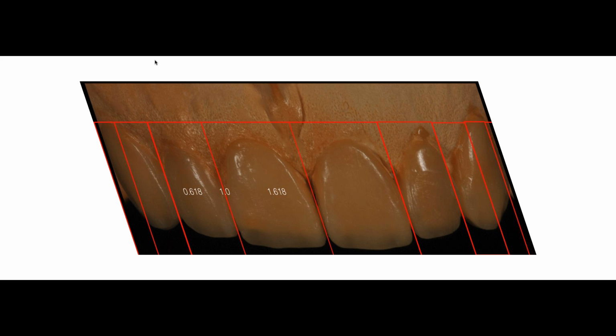Now we're using another digital tool, a golden proportion ruler that we have in our computer. We can take a photo of our wax-up, put this ruler on top of it, and then ask: do I have the correct height to width ratio? Is this in golden proportion? Is this an ideal proportion? And is it going to be aesthetically pleasing to my patient?